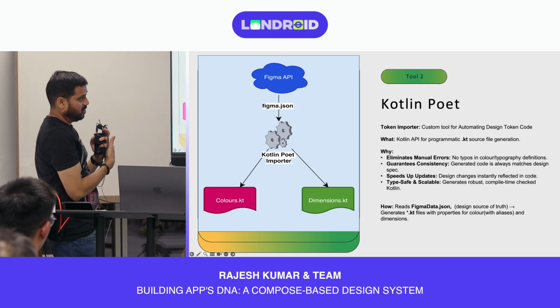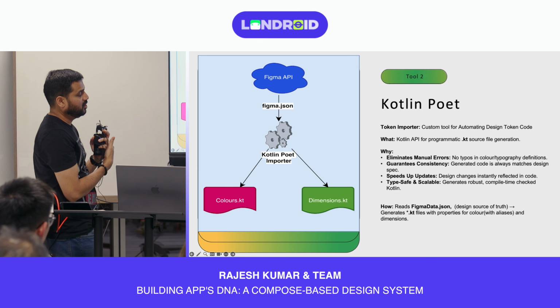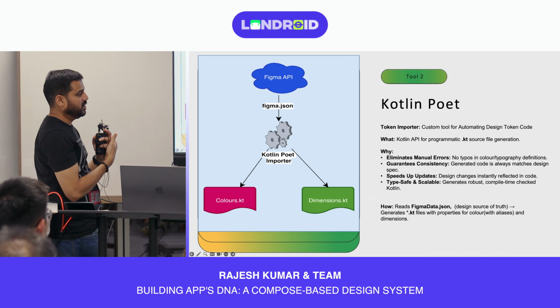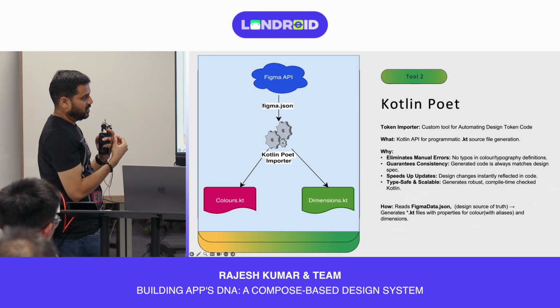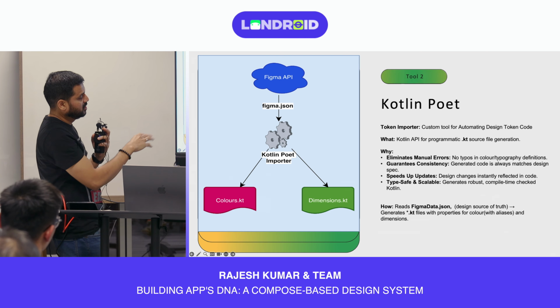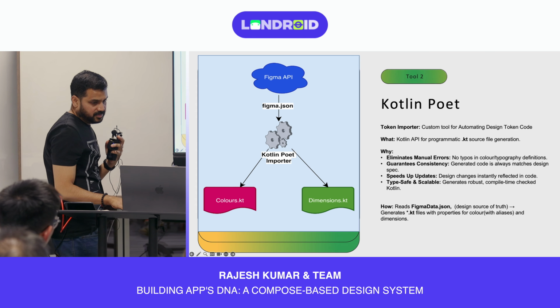But this saved a lot of time, and also when you actually do it by hand, it is a monotonous job of copying the tokens which have changed, and there were typos, and then there were copy-paste errors and all the stuff. But this gives us a consistency of whatever is in the Figma, it just reflects back next day. So that's Kotlin Poet.